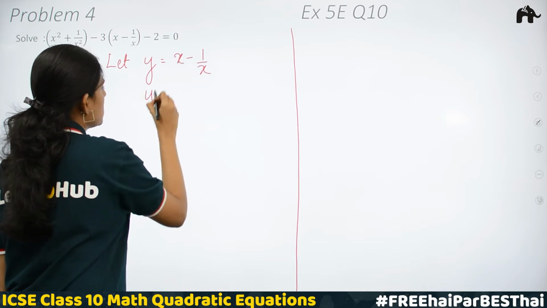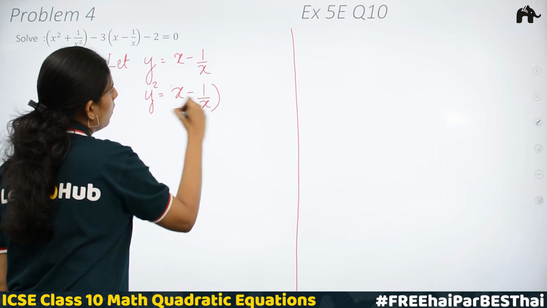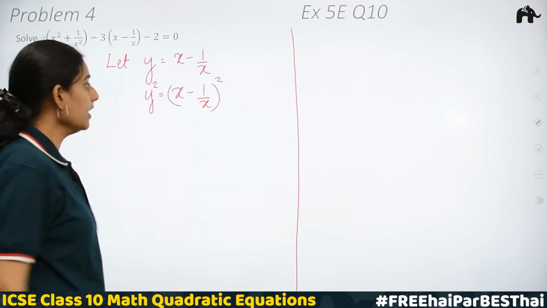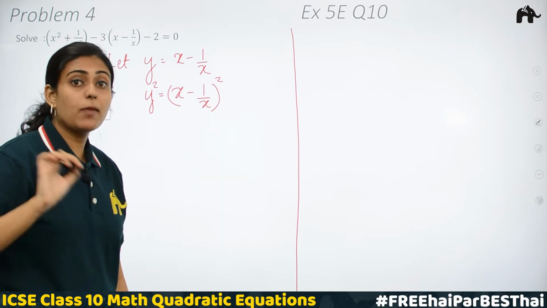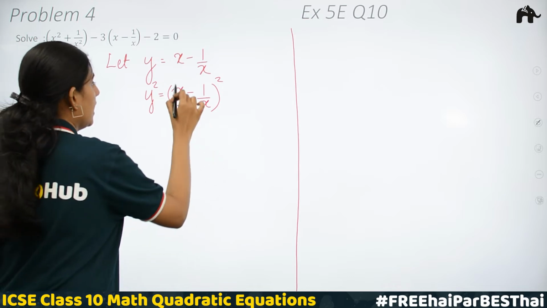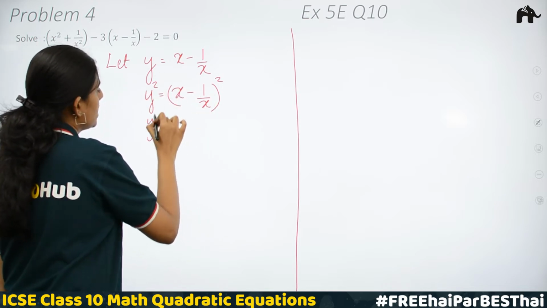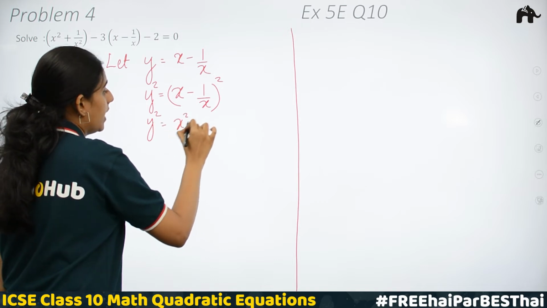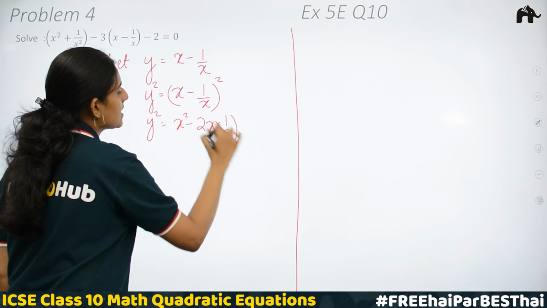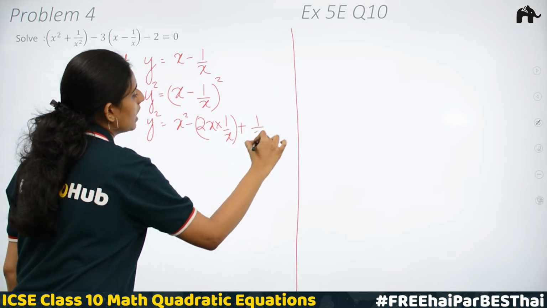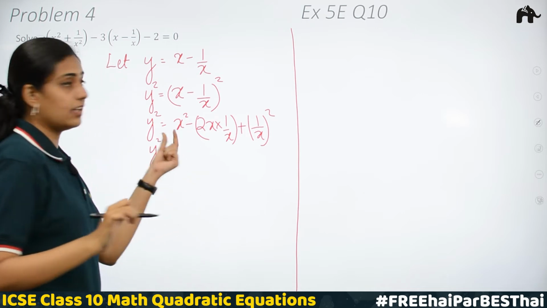Now, we will find y square. y square is equal to (x minus 1 by x) whole square. Okay. (a minus b) whole square is equal to a square minus 2ab plus b square. Here a is equal to x and b is equal to 1 by x, which means y square is equal to x square minus 2 into x into 1 by x plus (1 by x) whole square. y square is equal to x square.